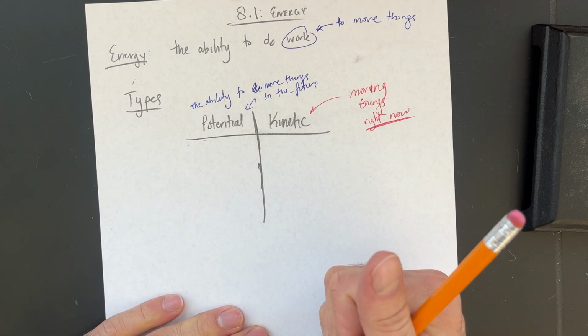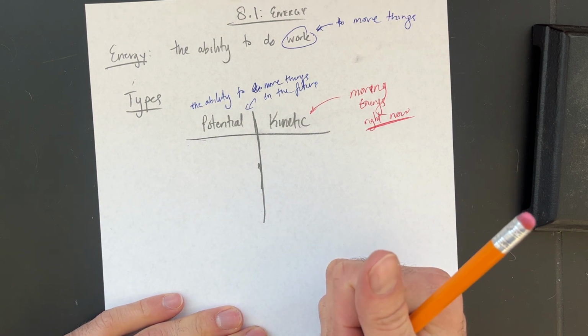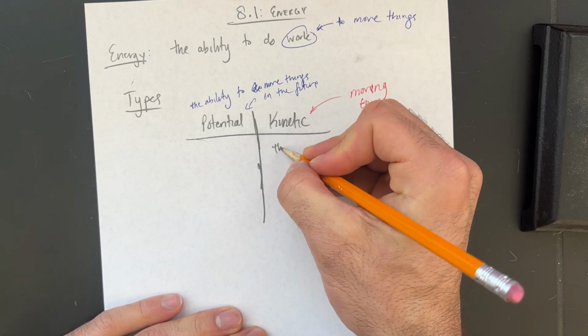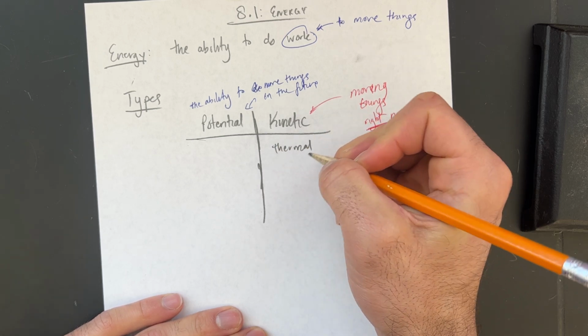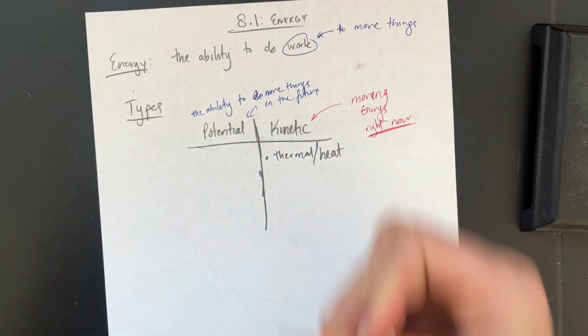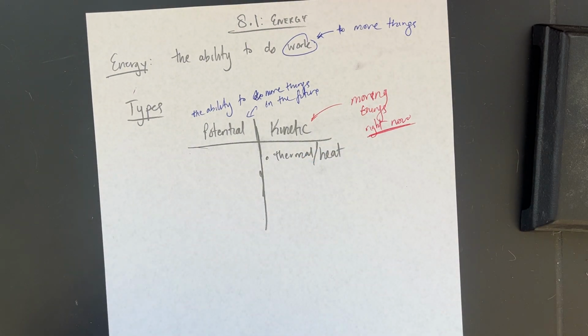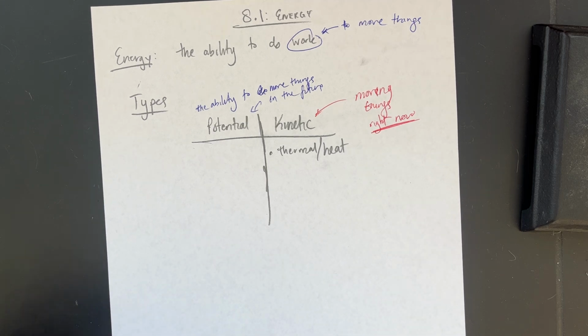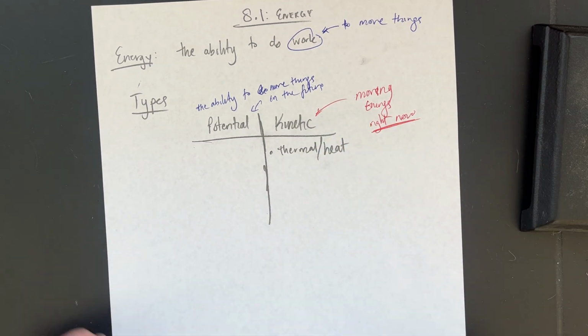And so things that are kinetic energy are things like thermal energy, heat. That is moving things right now in this moment, right? For example, the heat from the sun is causing the particles on this planet to move and thus, for us to feel warm. And so thermal heat energy, that is moving things right now, that's kinetic.